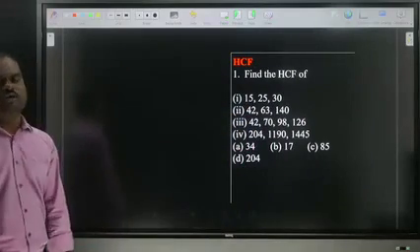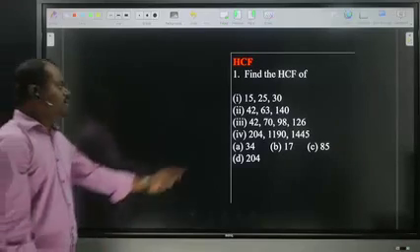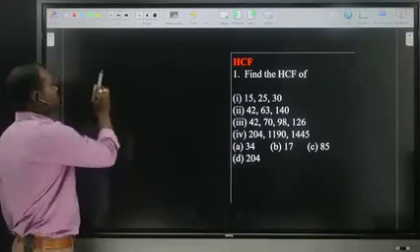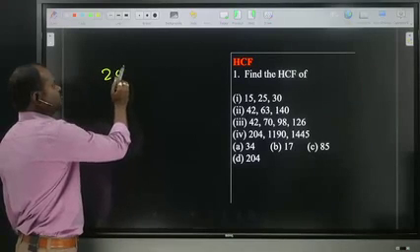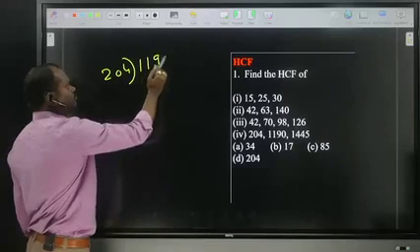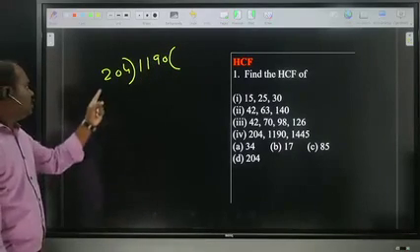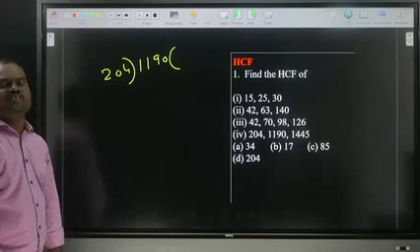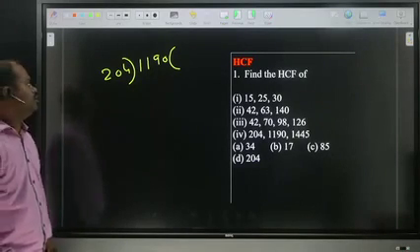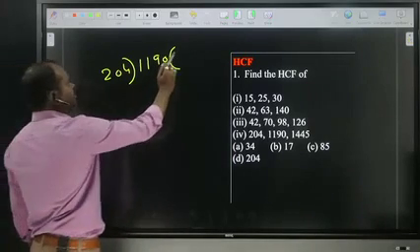One more: by looking, go through options, or as per our school maths method, among the three numbers, take any two numbers. Let us take the first and second. In school maths, we can follow it this way. 204 nearly how many times in 1190? 6 times means 1200, it will cross. So 5 times.